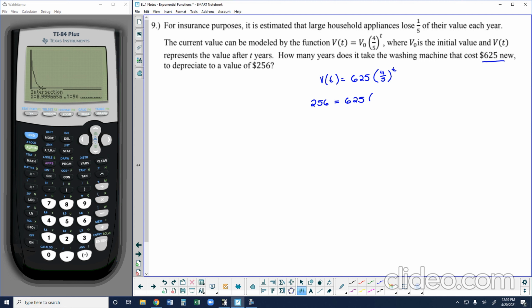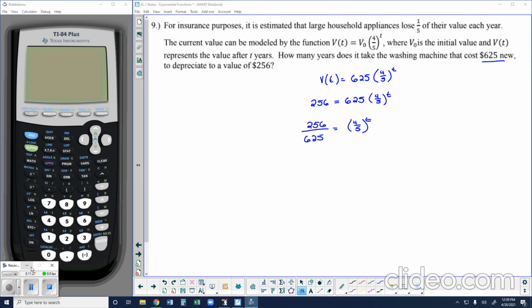So we could substitute in 256. Now maybe we want to try to solve this algebraically. If we want to solve this algebraically, we would divide both sides by 625, thinking reverse order of operations to get t by itself. And so I'd have 256 over 625 equal to 4/5 to the t power.